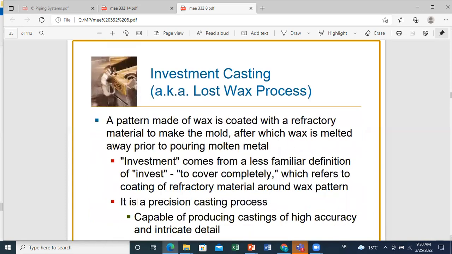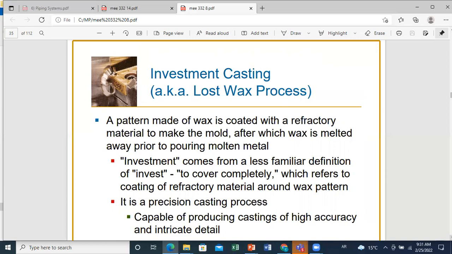Now, another type of expanded process is investment casting, also known as the lost wax process. In this process, a pattern made of wax is coated with a refractory material to make the mold, after which the wax is melted away prior to pouring molten metal.